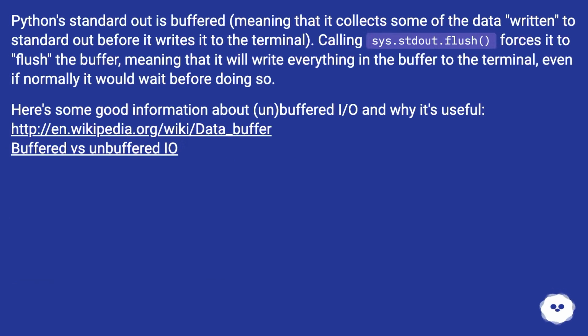Python standard out is buffered, meaning that it collects some of the data written to standard out before it writes it to the terminal. Calling sys.stdout.flush forces it to flush the buffer, meaning that it will write everything in the buffer to the terminal, even if normally it would wait before doing so.